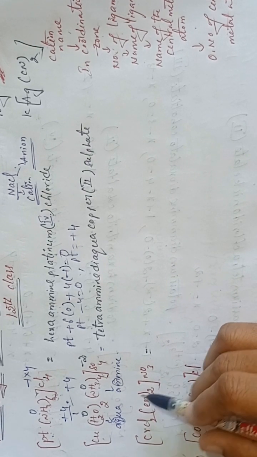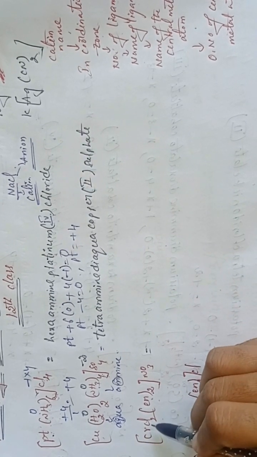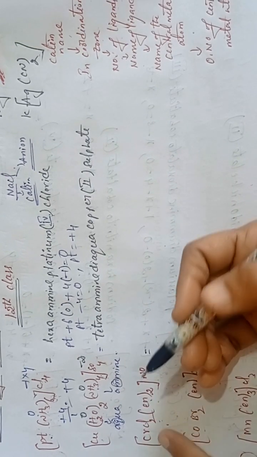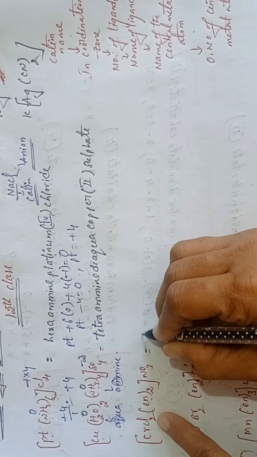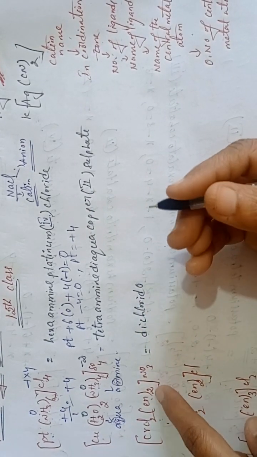Are you clear? So which is coming first? This is ethane, first letter is E. This is chlorido, first letter is C. So which is coming first? Alphabetical order, chlorido will come. So how many chlorines are there? Two are there. So dichlorido completed.